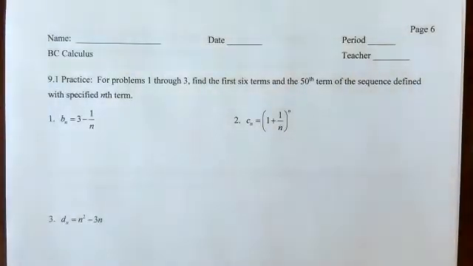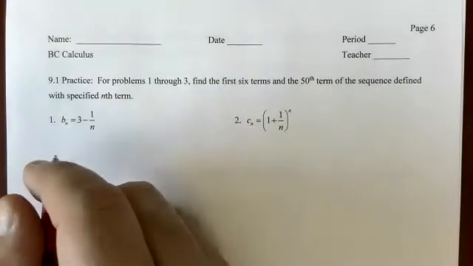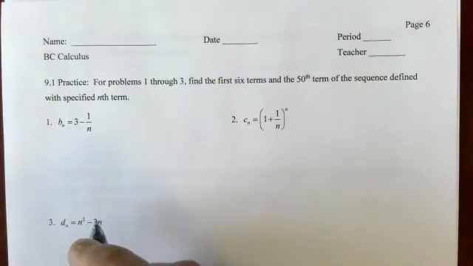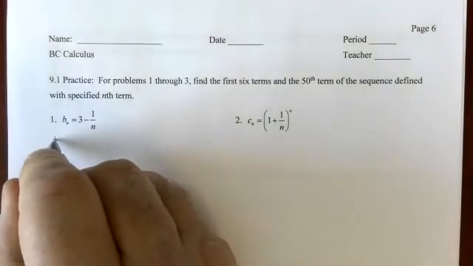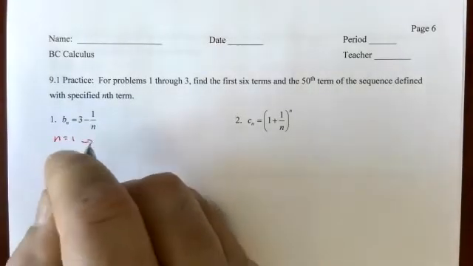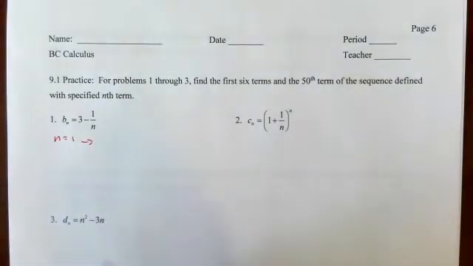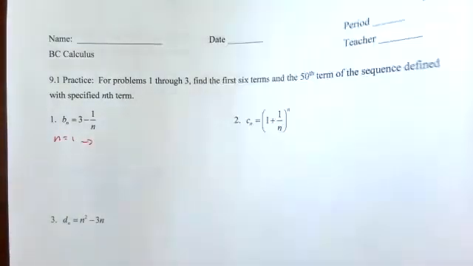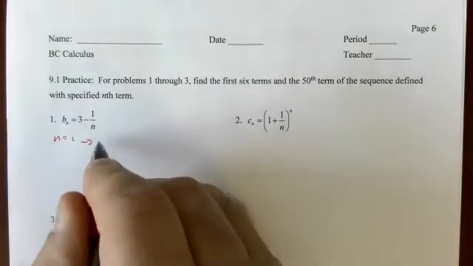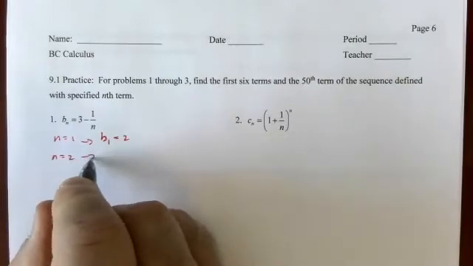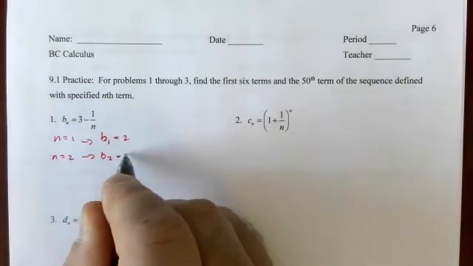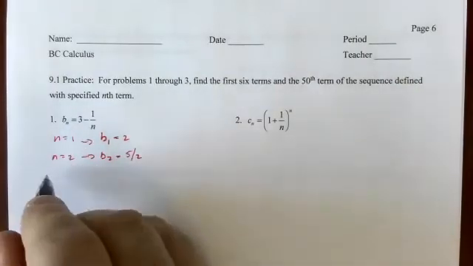All right, here we go. This will be relatively quick. I'm only going to draw out this kind of detail on the first one. N equals 1. We get, let's see, it's a B. They're going with B_n. So B of 1 equals 2. B of 2 equals 5/2. We're just plugging in numbers here.